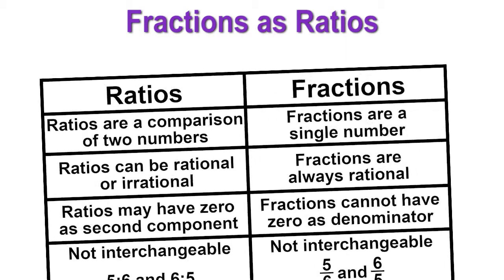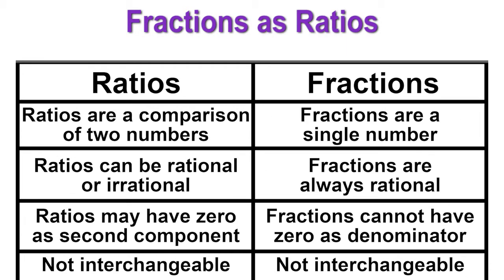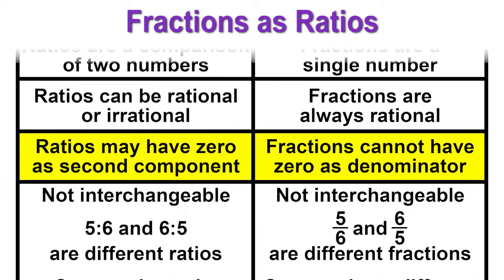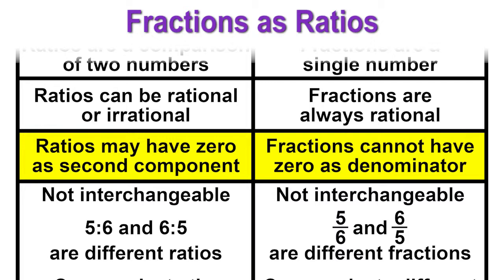Ratios and fractions are parts of overlapping sets. A fraction is a single number, whereas a ratio is a relationship between numbers that is sometimes written as a fraction. Ratios can be both rational and irrational, whereas fractions are always rational. Ratios may have a 0 as the second component, but fractions may not have a 0 in the denominator.